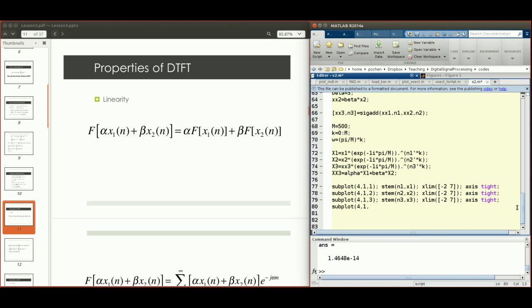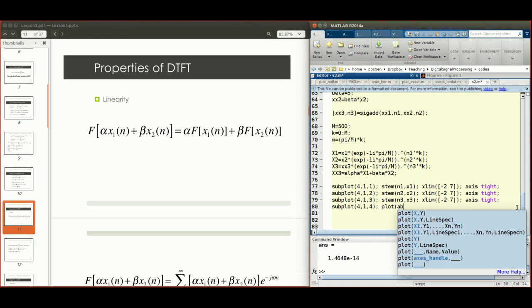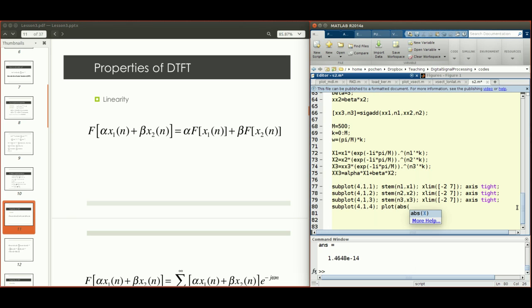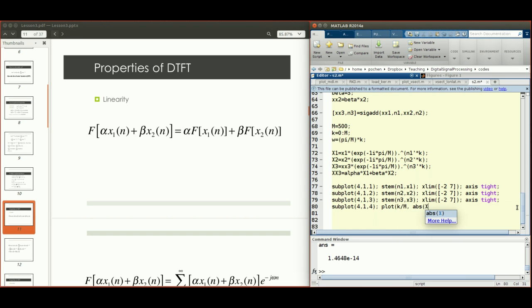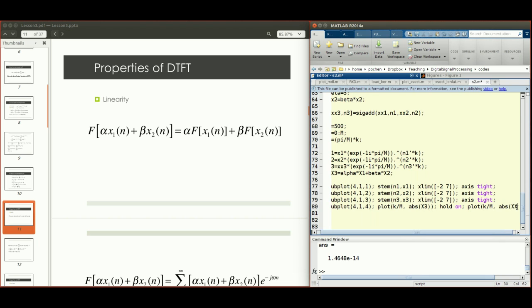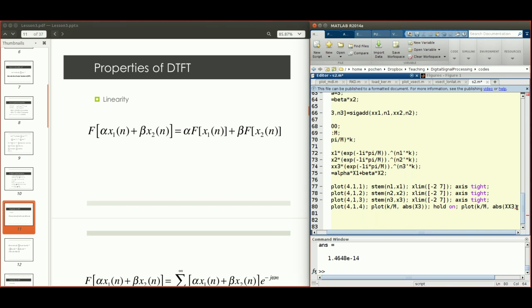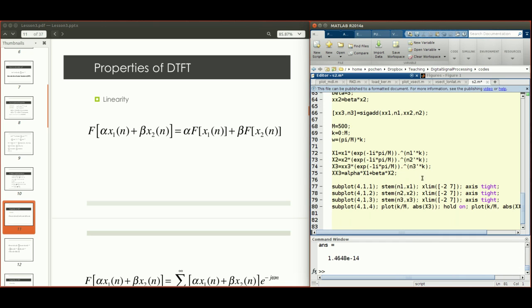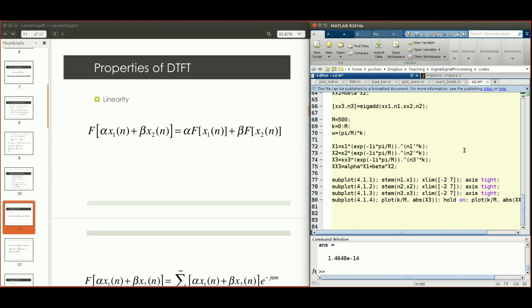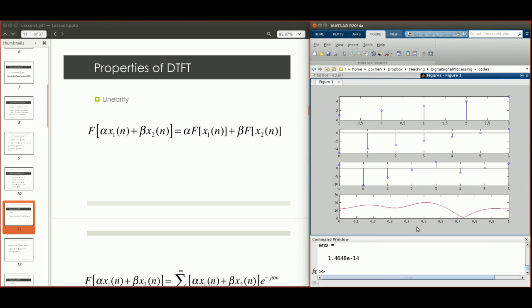Suppose we plot the amplitude. We plot the amplitude ABS, right? ABS, maybe K divided by big M, and then ABS X3. Hold on to it, and then plot ABS XX3, right? Let's just compare the amplitude first. Dash dash, right? And let's give it a try and see if they are identical, right?